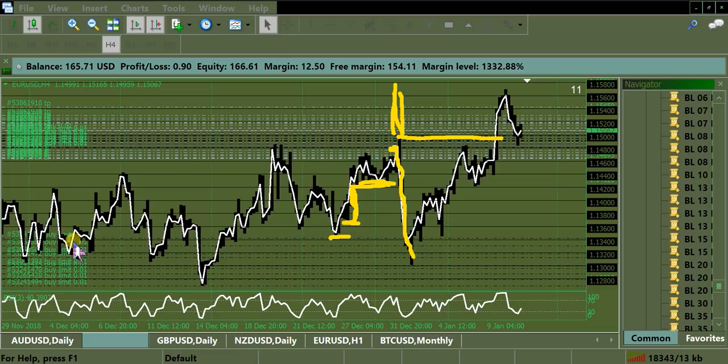The hard part is accepting the fact that the market may only move like this and never keep going. That's the hard thing to accept.